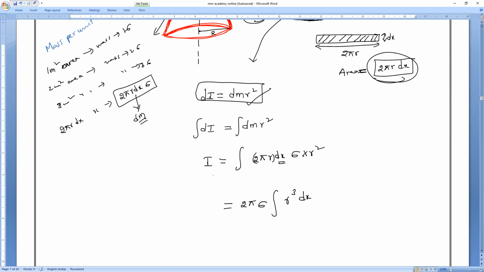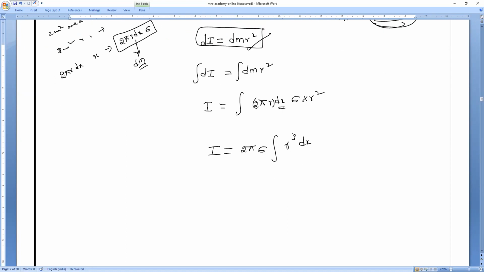Now, you are all very familiar with integration. Is it possible to do the integration of r cube with the dx? This is a different dx and this is r. Is it possible to do it? No, sir.